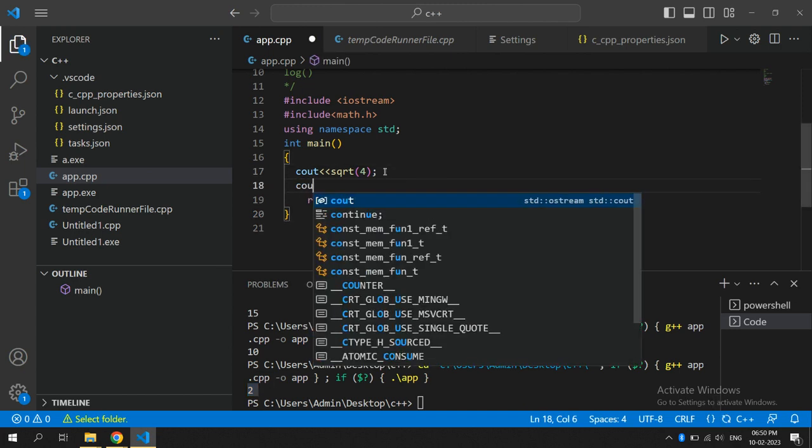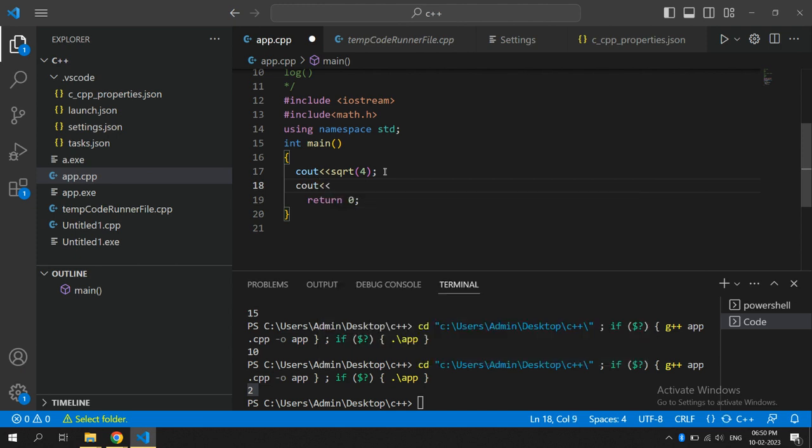Similarly, I'm using cout log of 2. Let's check that. Okay, so 0.693147 is the log of 2 value.